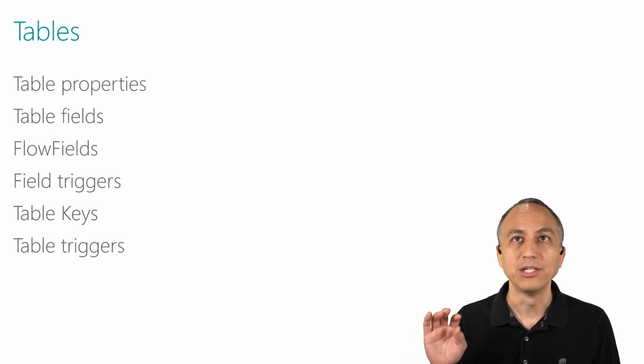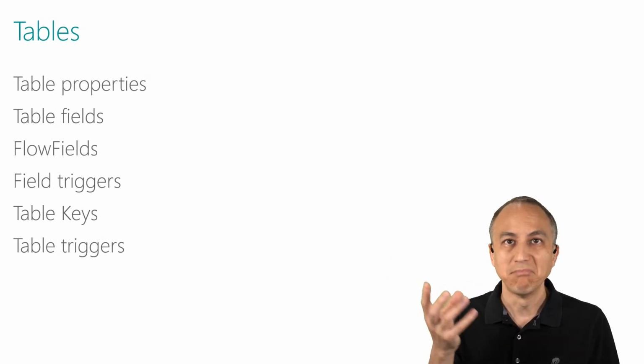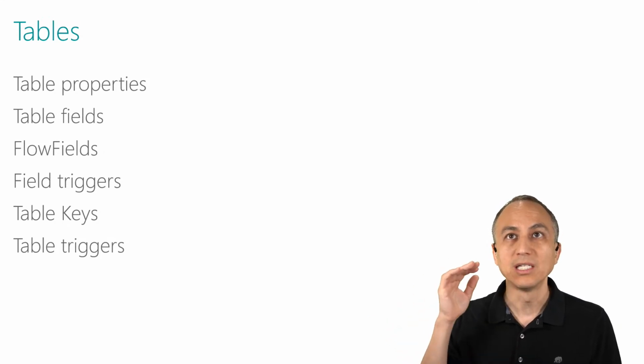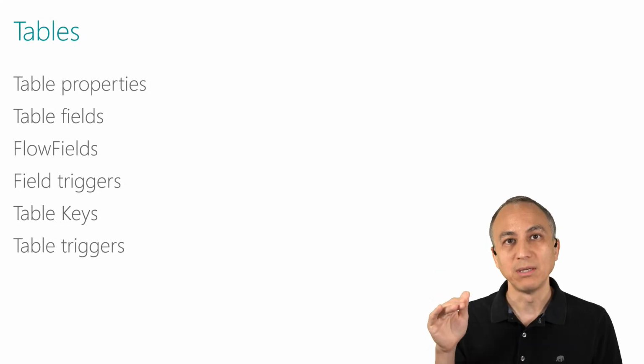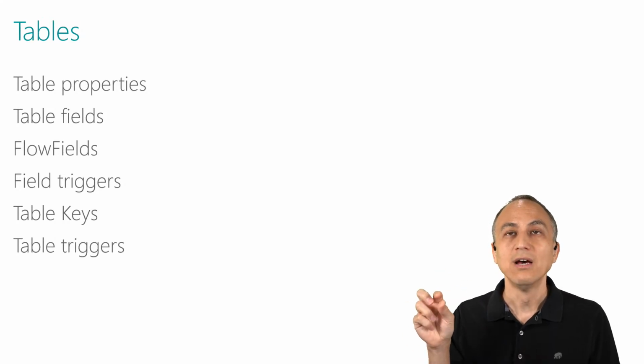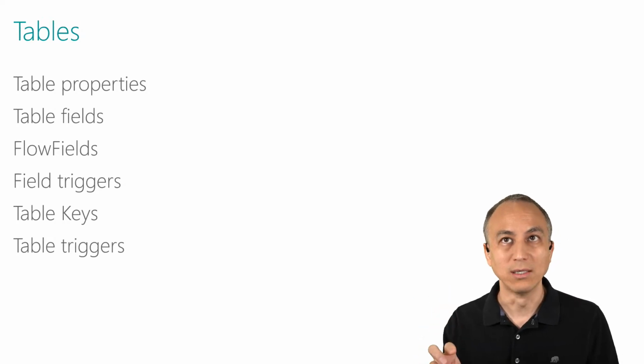Okay, so he shares that tables have these elements or things we want to know about. Tables have properties, fields, and he separately mentions flow fields because they're kind of their own unique entity, field triggers, table keys, and table triggers.